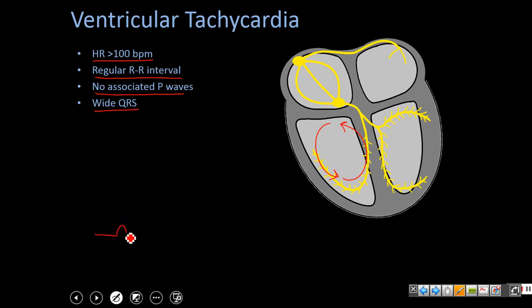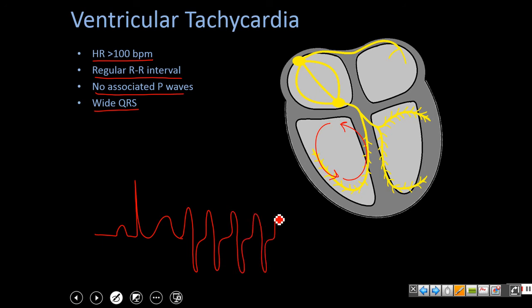So if this is your patient and they have an episode of VTAC, they're going to have this really fast wide ventricular rhythm. And this could last a few beats, or it could be sustained. So here we've got 1, 2, 3, 4, 5 beats of ventricular tachycardia.